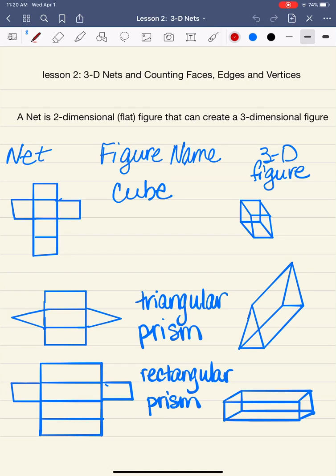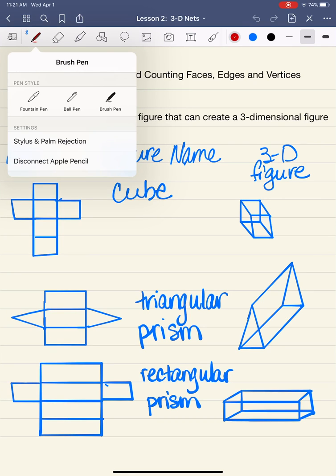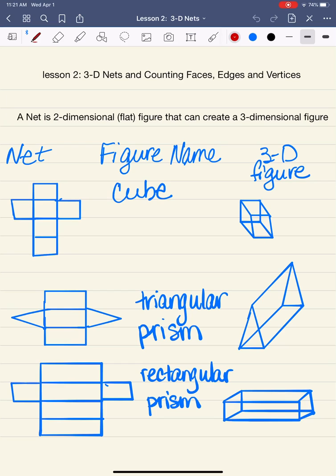Okay, for lesson 2, we're going to look at three-dimensional nets and counting faces, edges, and vertices. So to start out, let's just look at what a net is. A net is a two-dimensional or flat figure that can create a three-dimensional figure. So, for example, if this figure right here, you could actually cut out around here and then fold it on those lines, it would make what is over here a cube.